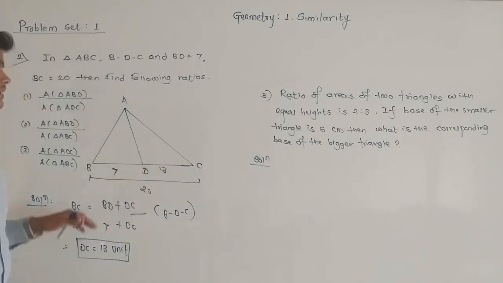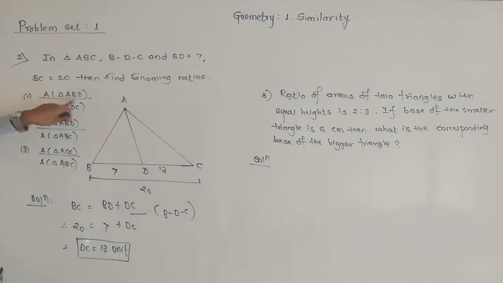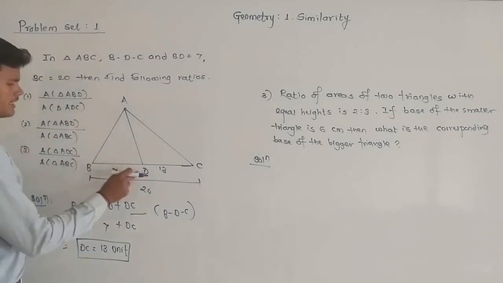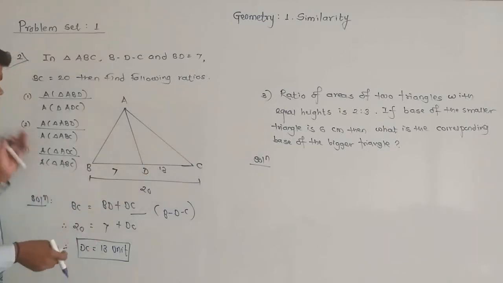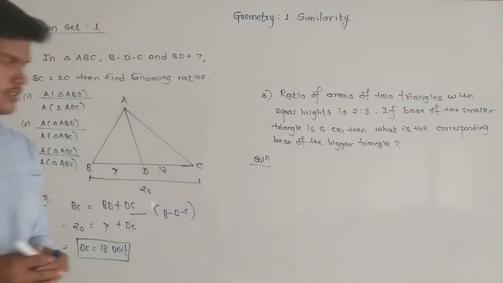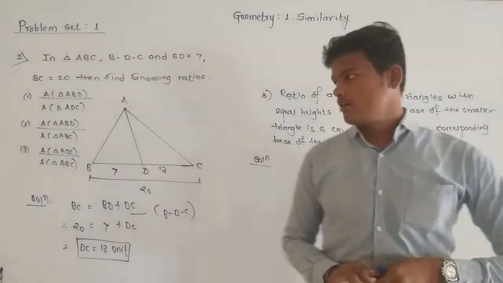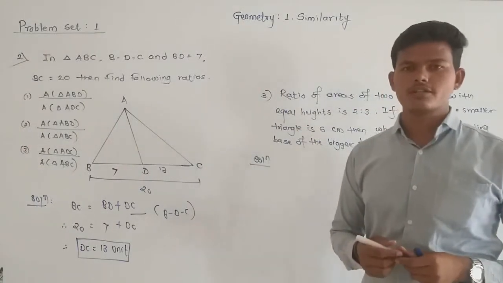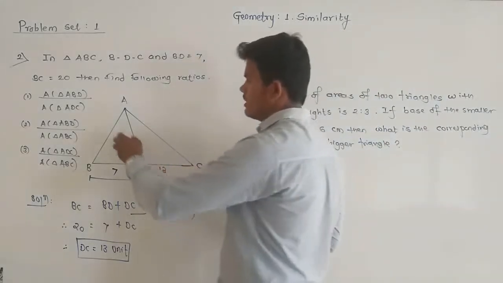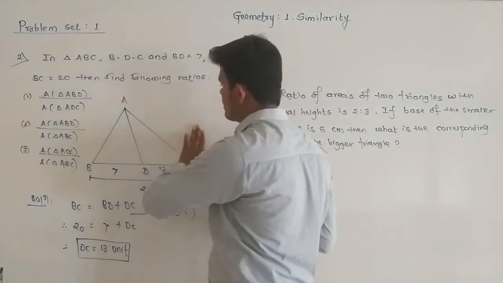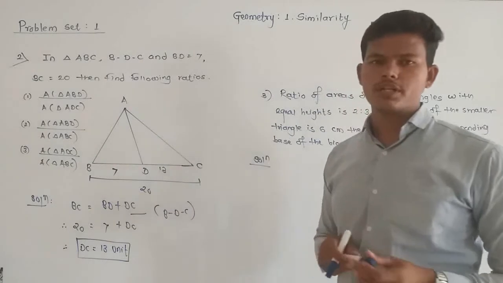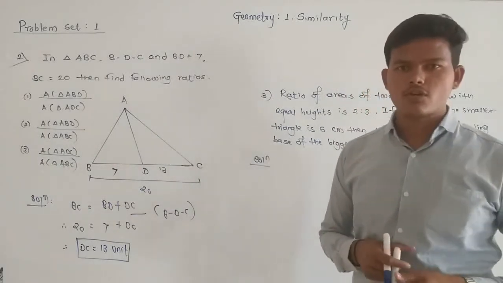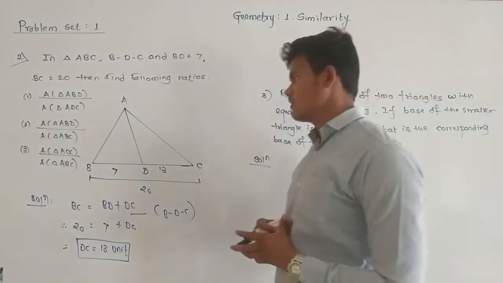Now find all three ratios. The first ratio is area of triangle ABD to area of triangle ADC. We have to find all three ratios. All the three ratios depend on the first topic of the chapter, that is the ratio of areas of triangles. One more important property is about two triangles with common height and equal bases.